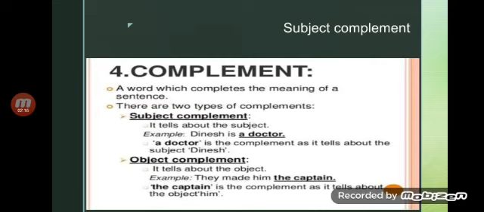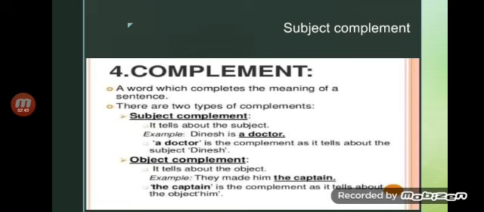It is divided into two. There are two types of complement: subject complement and object complement. What is a subject complement? It tells about the subject. Example, Dinesh is a doctor. A doctor is the complement as it tells about the subject Dinesh. On the other hand, what is an object complement? It tells about the object. They made him the captain. The captain is the complement as it tells about the object him.